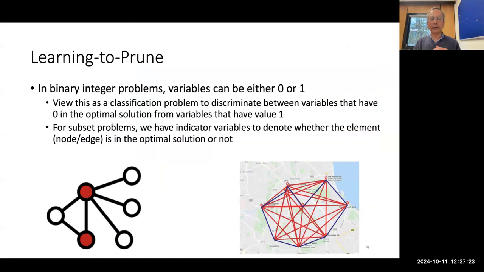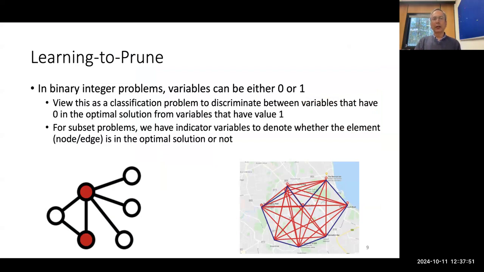For the sake of simplicity, I'm going to focus here on binary integer problems. The framework itself is quite general, and in the question answer session, if somebody is interested, I can talk about how the framework can be generalized to more optimization problems. But for here, let's focus on the binary integer problems where the variables can be either 0 or 1.